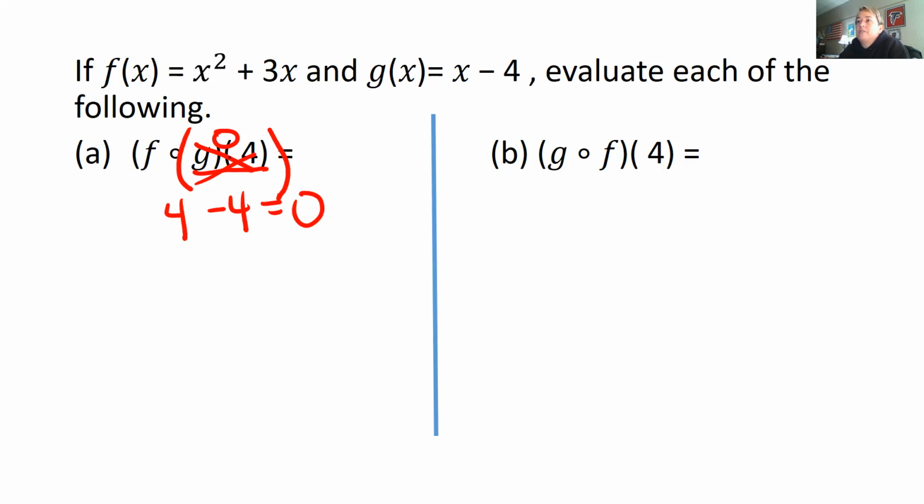So what's f of 0? I'm going to go to f now and plug in 0. So 0 squared plus 3 times 0, and that still gives me 0. So 0 was my answer. Now, a lot of people think the next problem is the same exact problem.